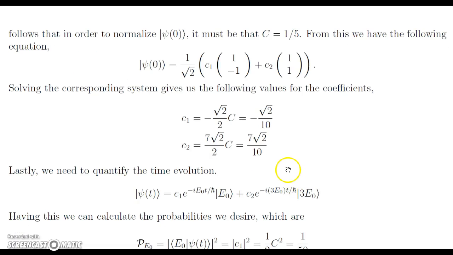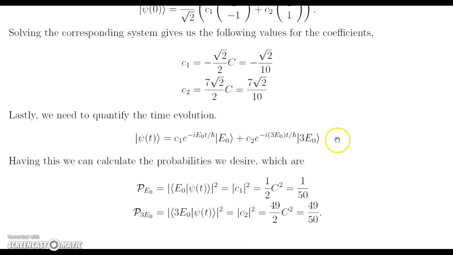So now that I have this, we need to quantify the time evolution for this. And here we just have psi of t is equal to C1 times e to the negative i E naught t over h bar times the state E naught plus C2 times e to the negative i 3 E naught t over h bar times the state 3 E naught.